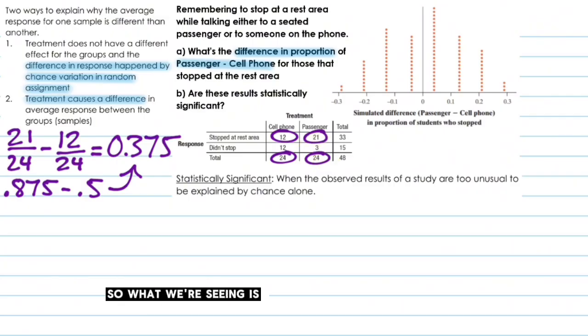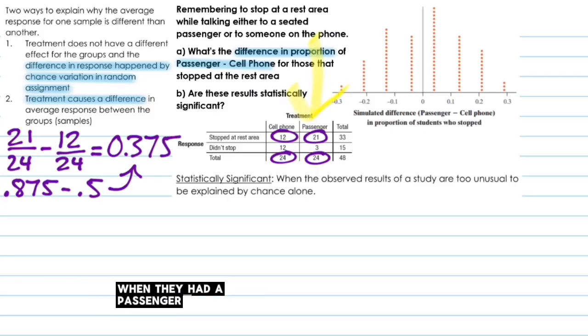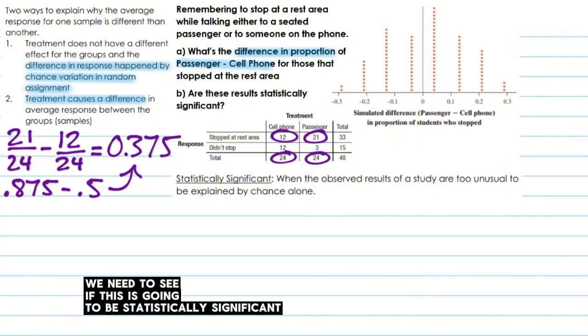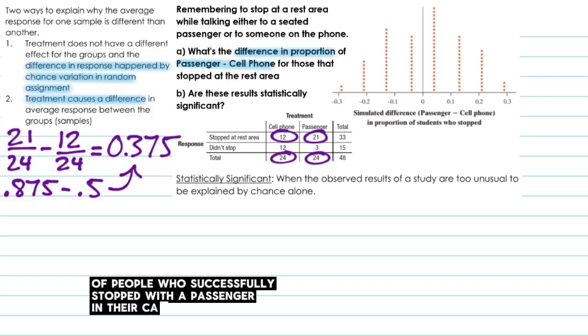So what we're seeing is way more people remembered to stop at the rest area when they had a passenger in the car. Now, that's just not enough. We need to see if this is going to be statistically significant. So you start by finding the proportion of people who successfully stopped with a passenger in their car versus those who stopped with only being on their phone.